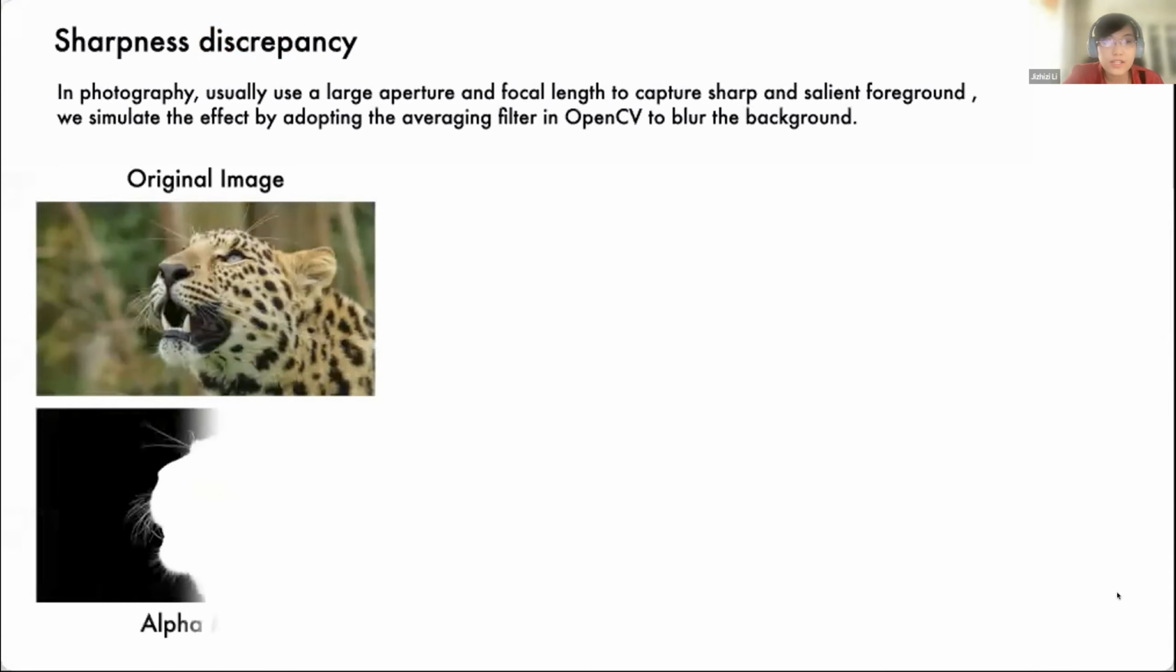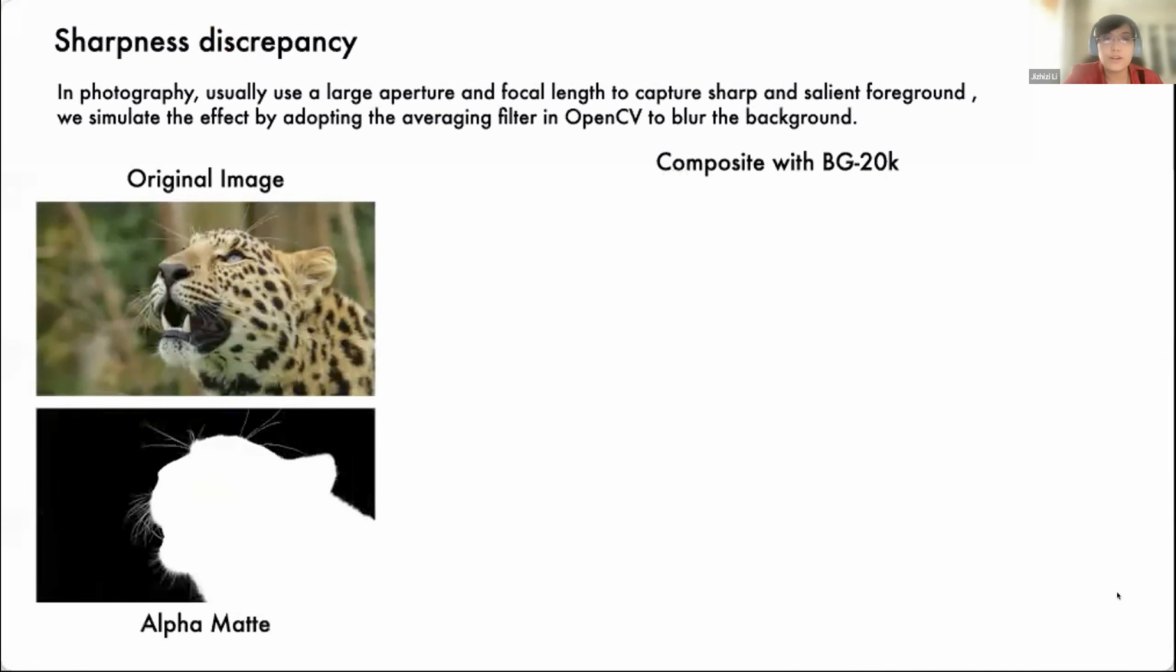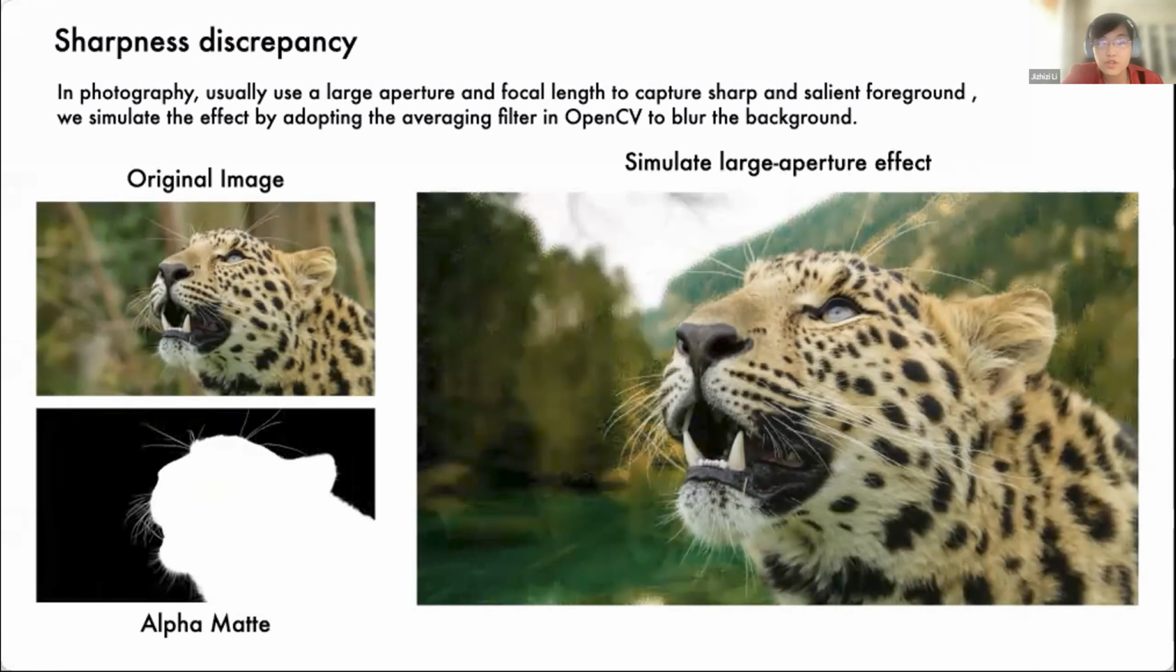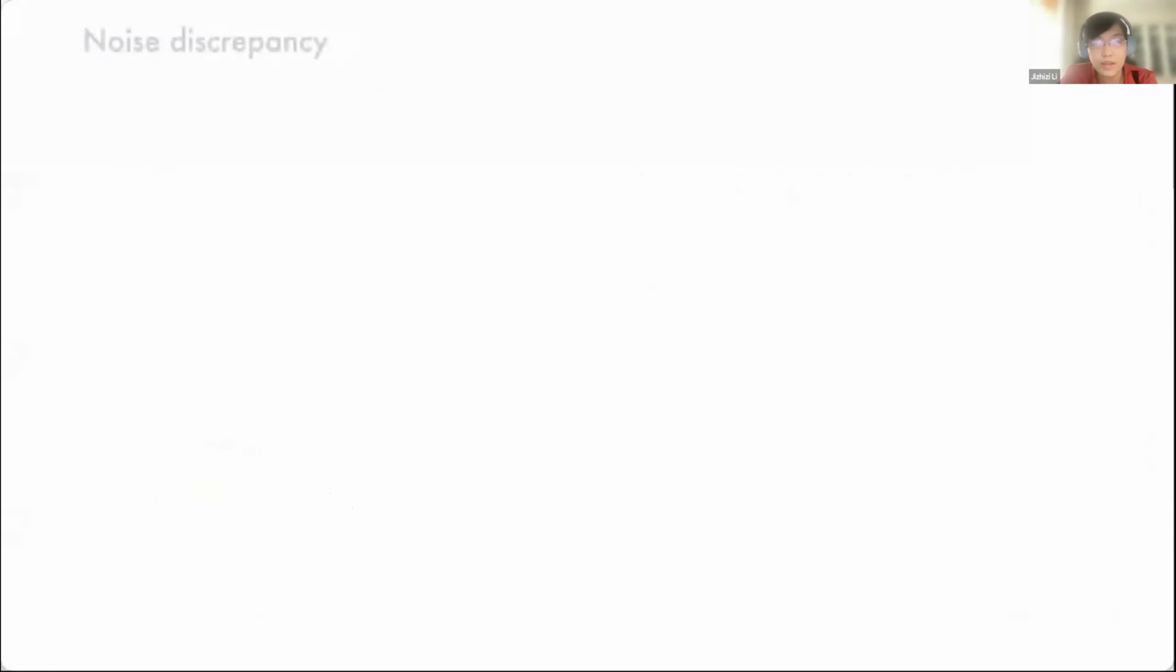Another point is that in photography, photographers usually use a large aperture and focal length to capture a sharp and salient foreground. We wanted to simulate this effect by adopting the averaging filter in OpenCV to blur the background. If we look at this image, we use some types of blur to simulate the large aperture, to reduce the discrepancies with real world images.